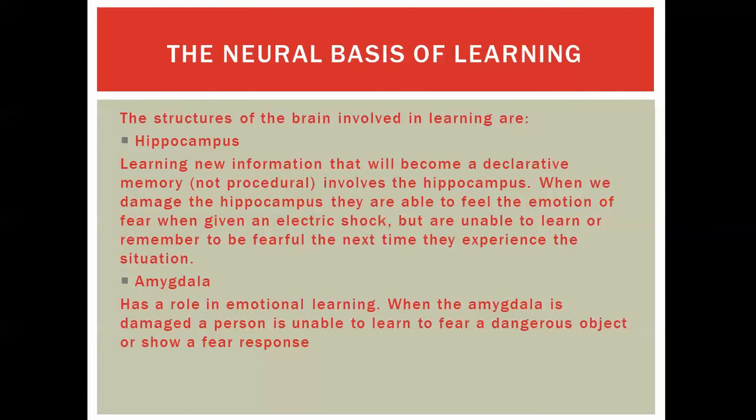The difference is the amygdala basically allows us to feel the emotion. So if your hippocampus is damaged, you can feel the emotion, you just won't remember to. Whereas if the amygdala is actually damaged, you won't actually have any emotion to an object that should, in most people, show a fear response.